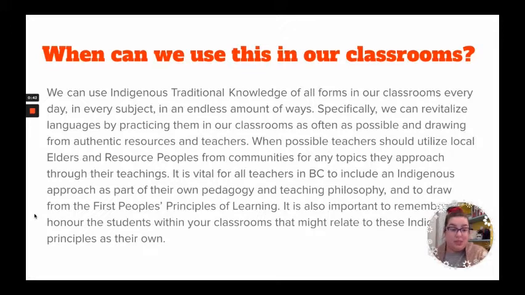When possible, teachers should utilize local elders and resource peoples from communities for any topic they approach through their teaching. It is vital for all teachers in BC to include an Indigenous approach as part of their own pedagogy and teaching philosophy, and to draw from the First Peoples Principles of Learning. It is also important to remember to honor the students within your classrooms that might relate to these Indigenous principles as their own.